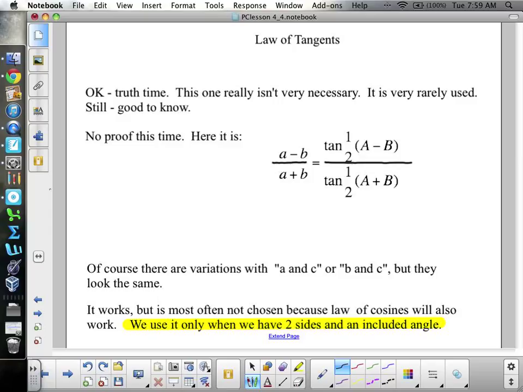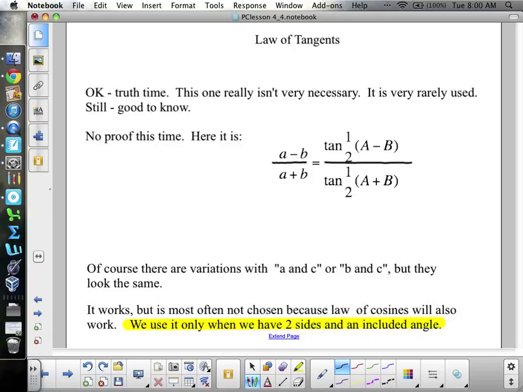I'm not going to even think about proving this law to you. It's not the world's most useful situation. It's just something that we can work with. Notice I know two sides and two angles for this, or at least I know two sides, and maybe the sum of some angles or the difference of some angles.